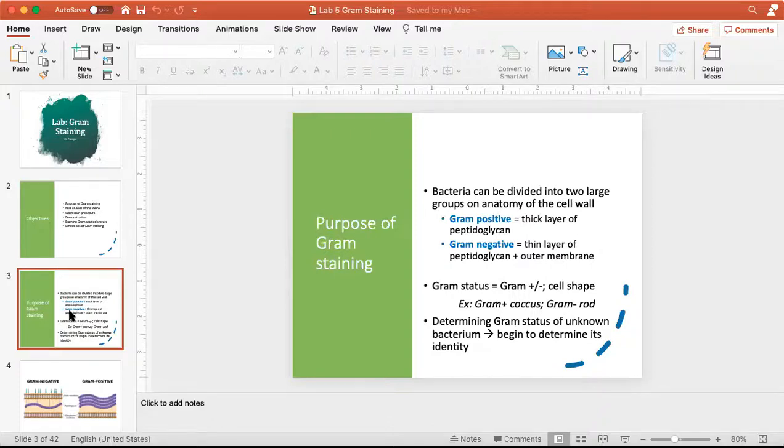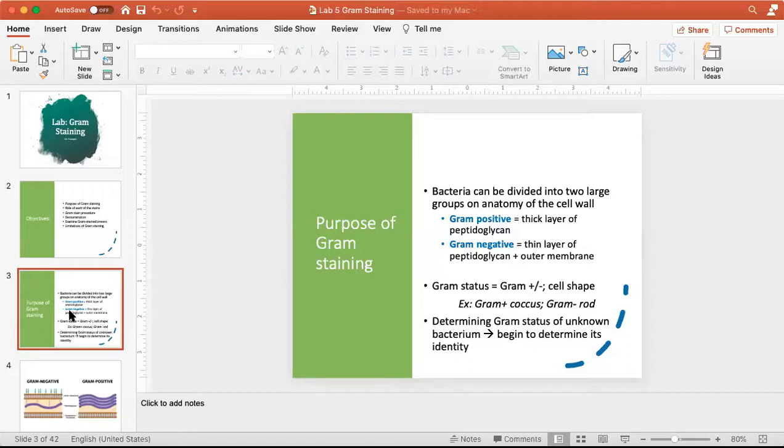So first things first, why do we do gram staining? This is about bacteria, this particular differential staining technique. When we think about all of the different bacteria that we encounter in the world and in the microbiology lab, we can divide them into two very broad groups, one of which is called gram positive and one is called gram negative. Again, based on the results you get when you stain these cells with the gram stain procedure.